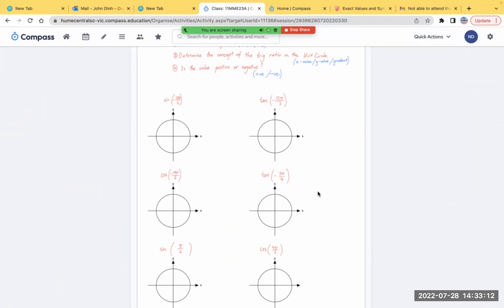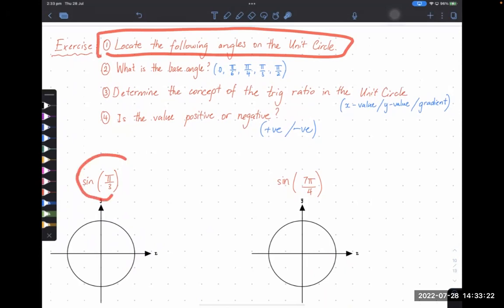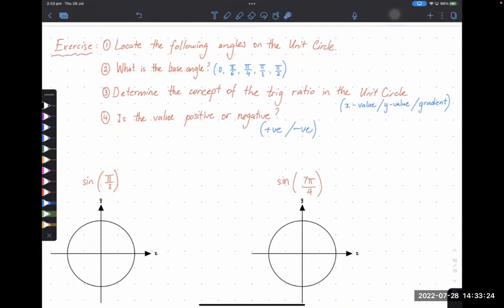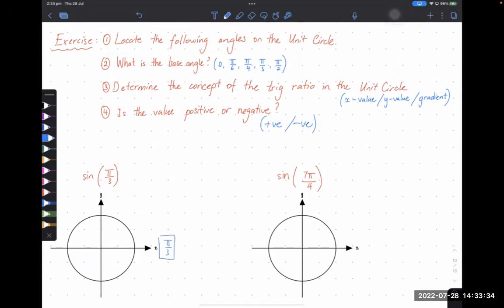I'll go back on to here. There's a couple of things I'll just explain. We know now how to locate where these angles are on the unit circle, right? The other thing that I want you to write down is what your base angle is. So that's an easy thing, right? We know how to write pi on 3 because I'm drawing your eyes to the denominator.